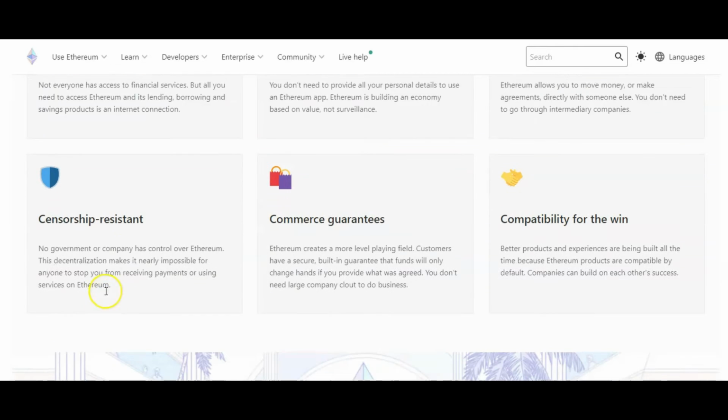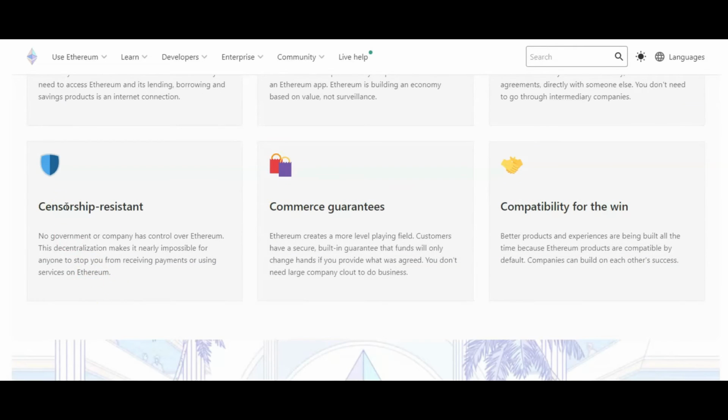Okay, so right here, in other words, censorship resistance. No government or company has control over Ethereum. This is decentralization. It makes it nearly impossible for anyone to stop you from receiving payments or using these services on Ethereum. Okay?